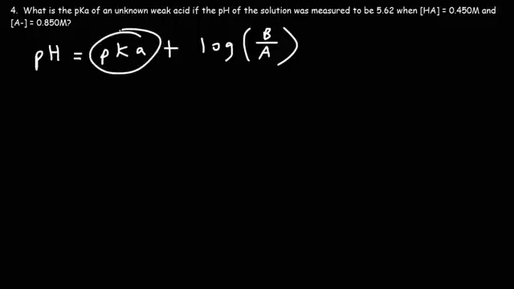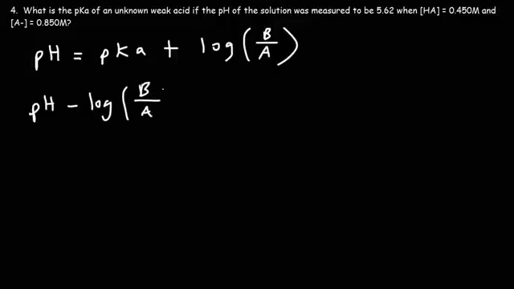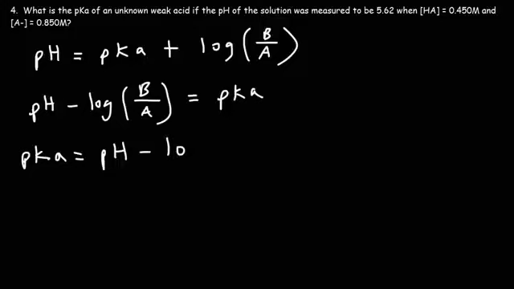Now what we need to do is isolate pKa. So I'm going to take this term and move it to the other side. So it's positive on the right side, it's going to be negative on the left side. Now I'm going to switch the left side of the equation with the right side of the equation. So we could say that the pKa of the unknown weak acid is going to be the pH of the solution minus log of the base over the acid. So this is how we can calculate the pKa of an unknown weak acid. All we need to know is the pH of the solution and how much of the acid and base we've dissolved in the solution.